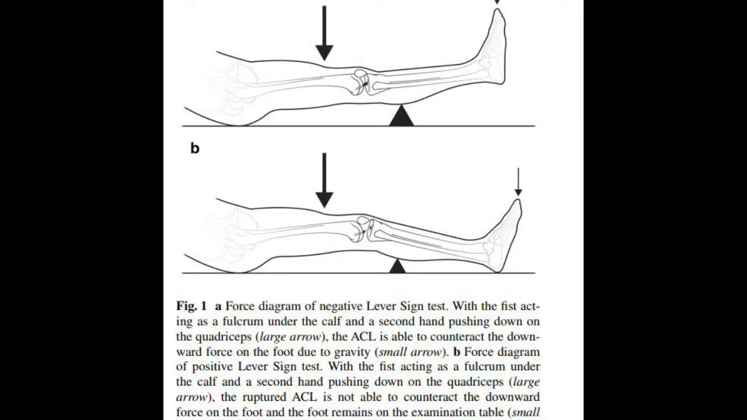Now let's talk about a positive lever sign. If you're looking at the slide, you will see example B. Again, when pressure is placed on the quadriceps, as shown, the lower leg will not elevate because the ACL is unable to counteract the forces applied to the quadriceps, and the lower extremity will demonstrate extensor lag and will not elevate. This is a positive sign for an ACL rupture.